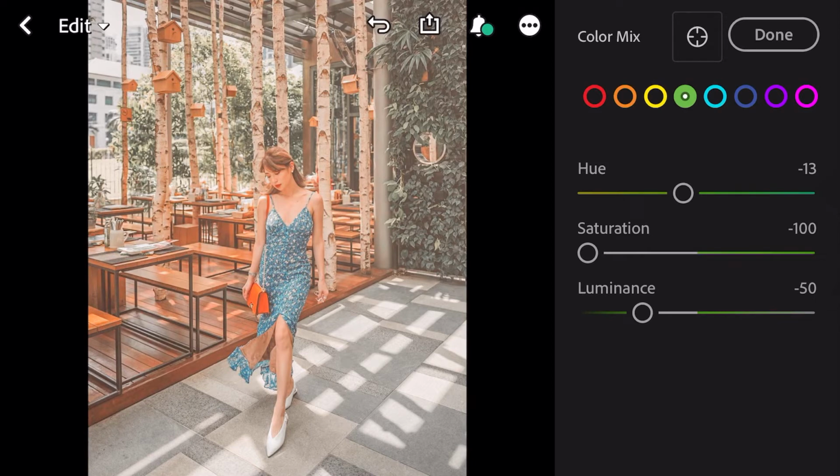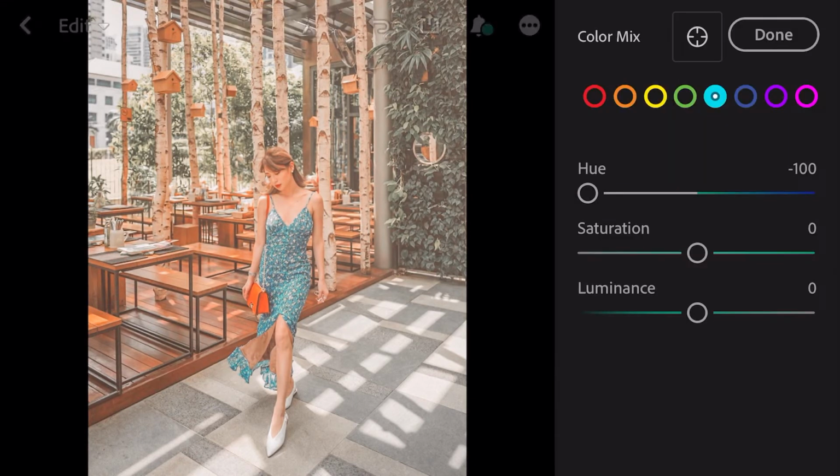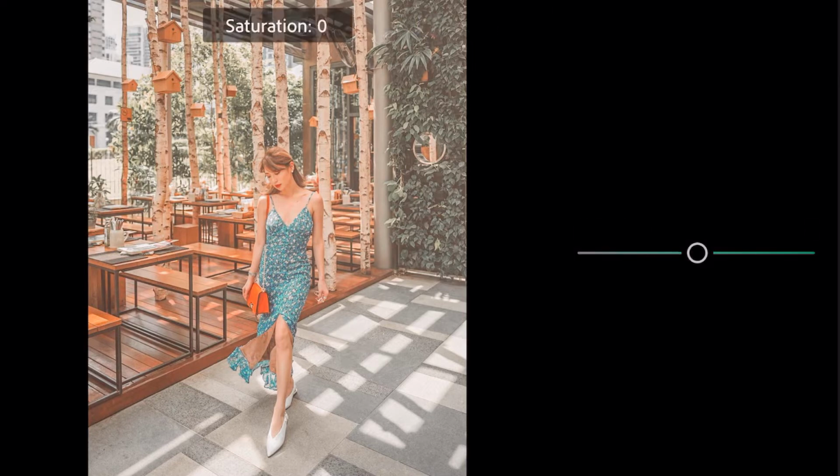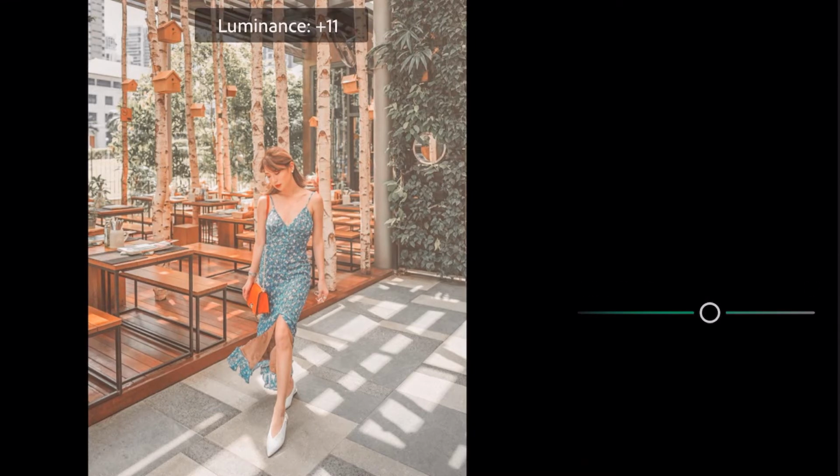Go to aqua. Hue minus 100. Saturation minus 100. Luminance plus 20.